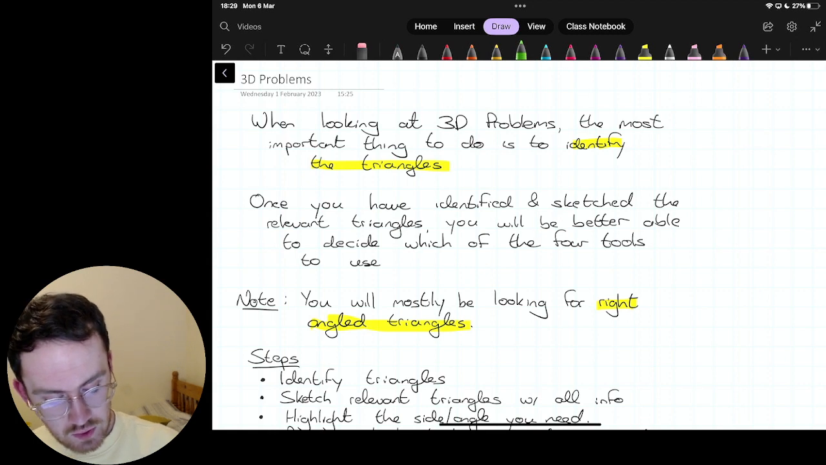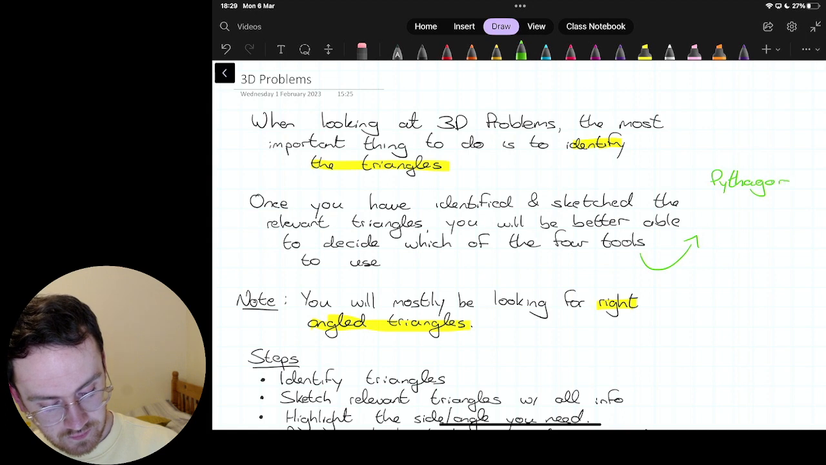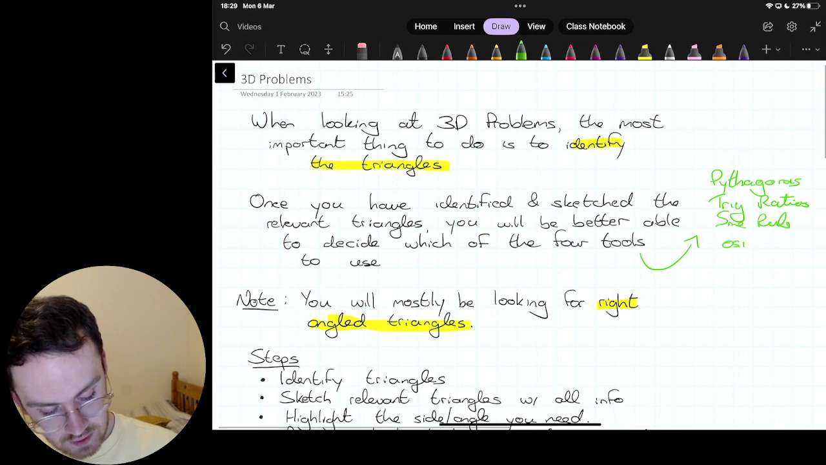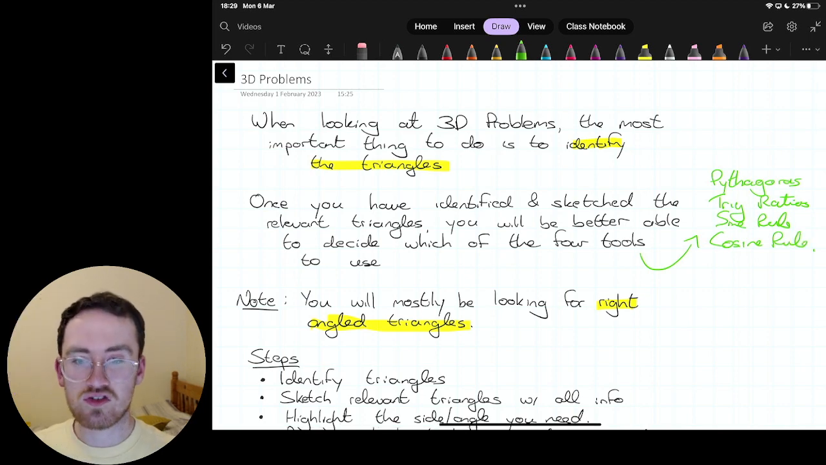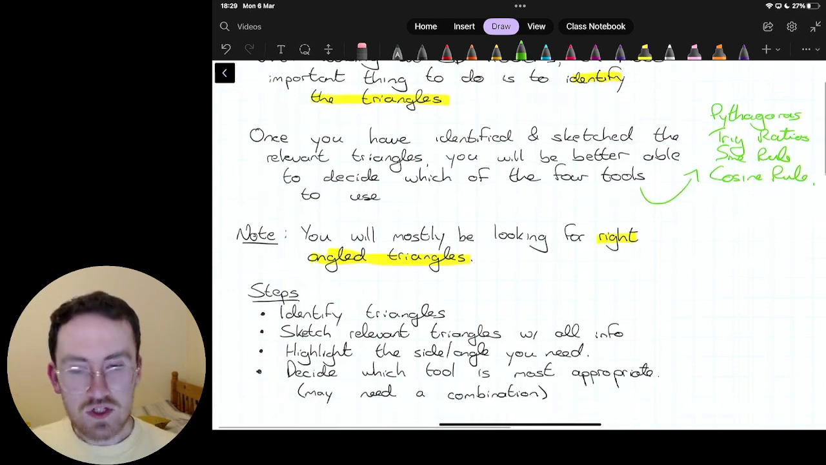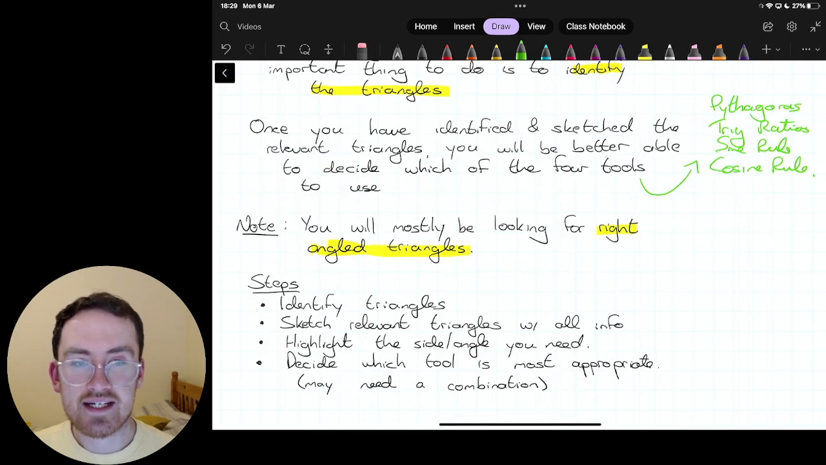Our four tools are Pythagoras, our trig ratios, our sine rule, and our cosine rule. Those are what we would consider our four triangle tools that we can use in answering these questions. Now, note as well that you'll be mostly looking for right angle triangles.